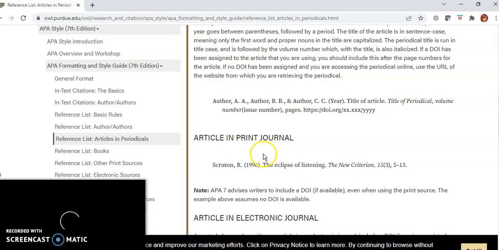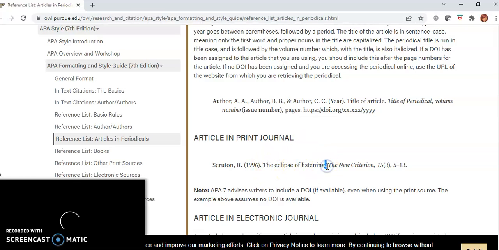The year always goes in parentheses. Then you will have a period. Also, as far as APA, you always close out everything with a period in the entry, even if the title is asking a question. Then you have the title of the article from the journal. The title follows lowercase format, meaning that only the first word is capitalized, unless you have proper nouns and acronyms. So, "The eclipse of listening." As we see here, only the first word is capitalized.